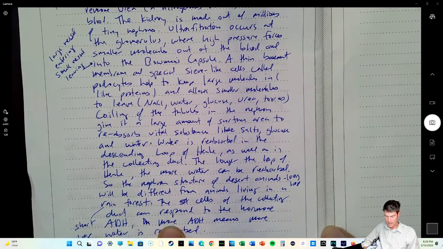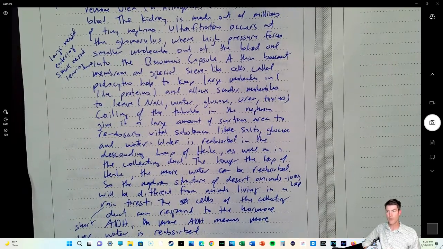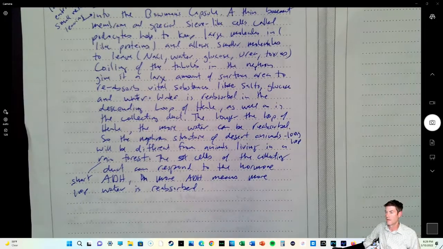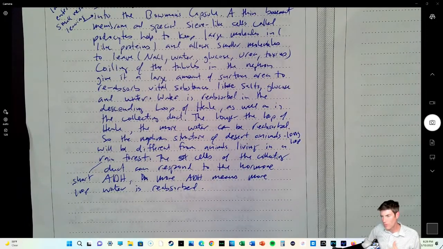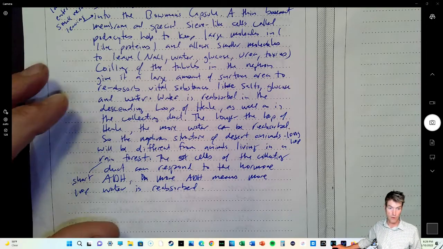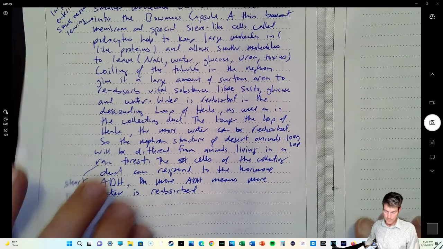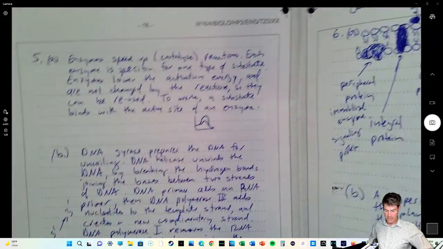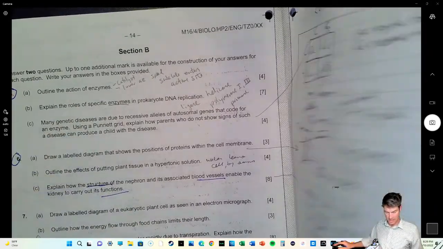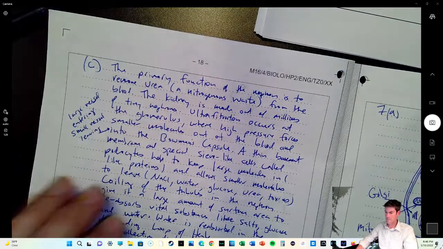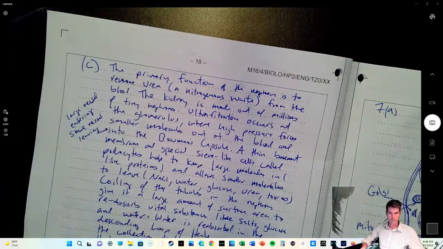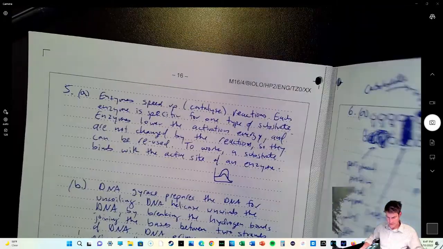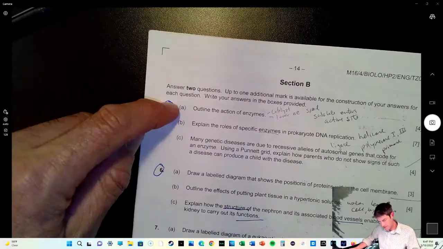And the cells of the collecting duct respond to the hormone ADH. Structurally, they will respond, and they will get more porous if ADH is present. So more water can be reabsorbed. So that's if you did number 5 or 6. Now let's do number 7. All right, so number 7. Say you did 5 and 7 or 6 and 7.